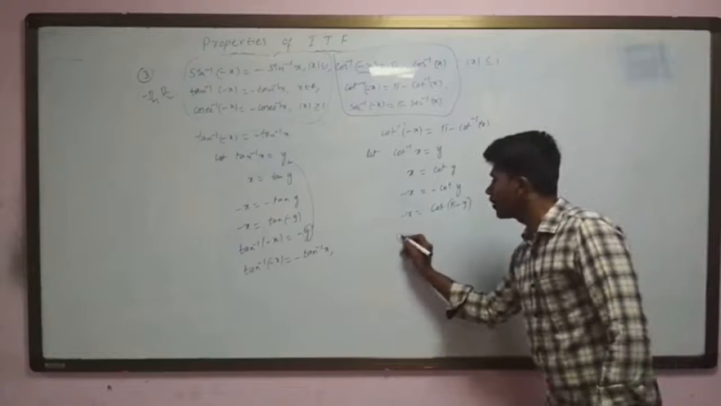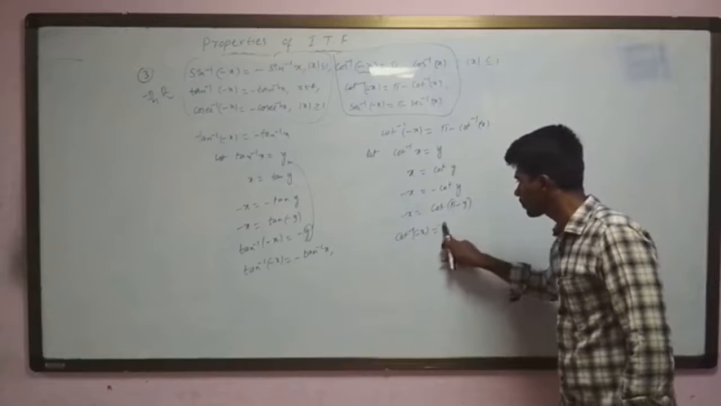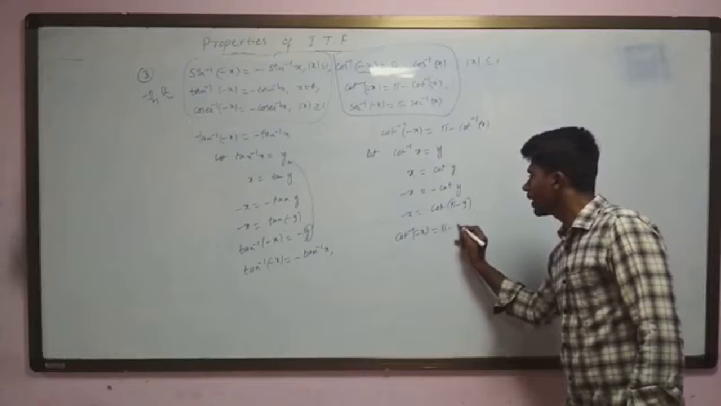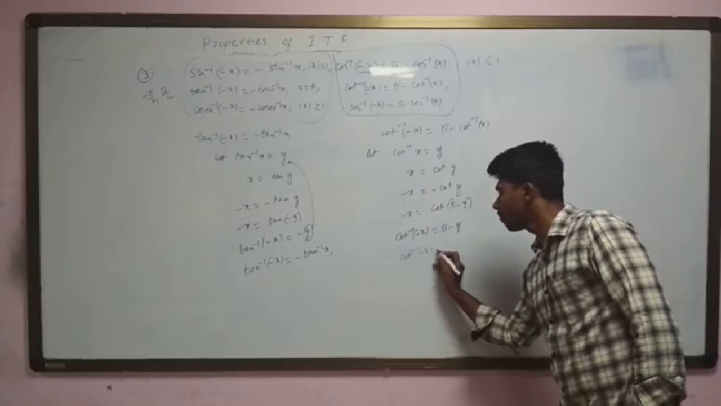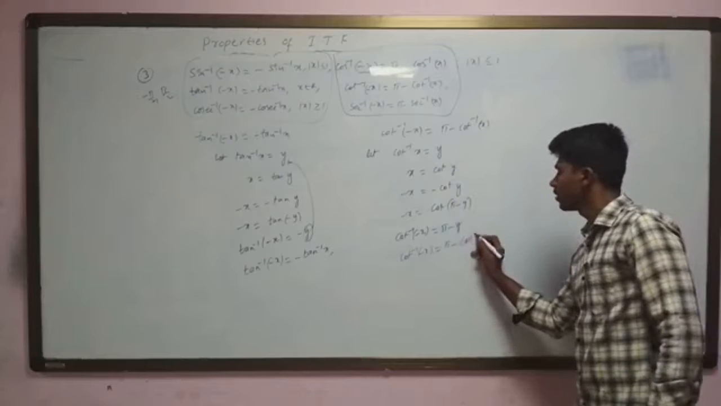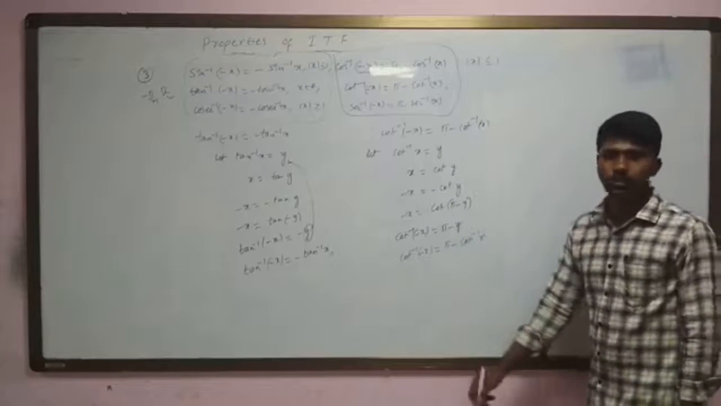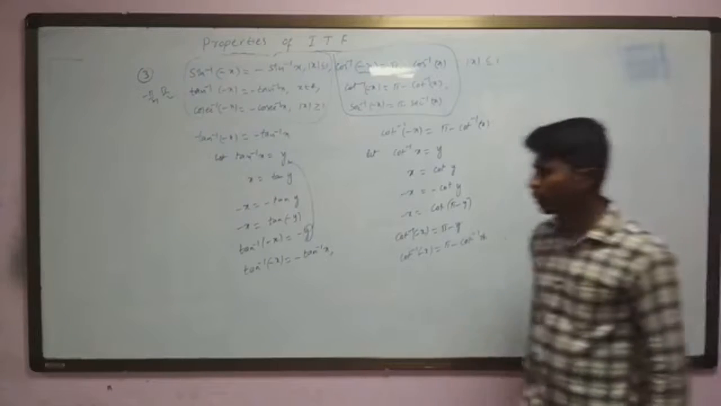Then cot inverse of minus x is equal to pi minus y. Replace the value of y. Cot inverse of minus x is equal to pi minus cot inverse x. Next, property number 4.